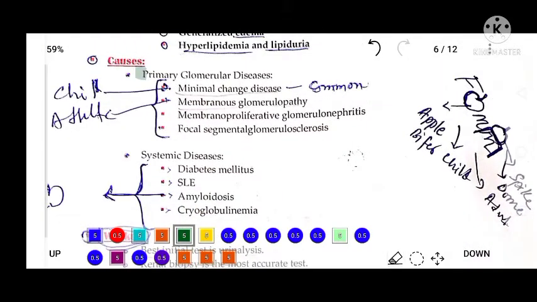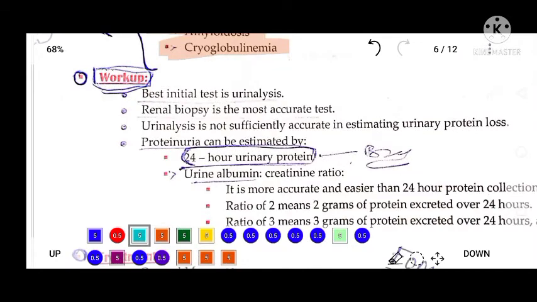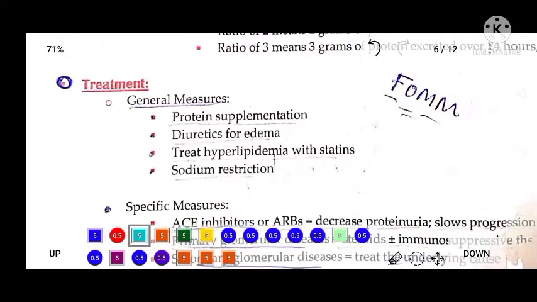Causes of nephrotic syndrome are primary glomerular disease, which includes minimal change disease, membranous glomerulopathy, membranoproliferative glomerulonephritis, and focal segmental glomerulosclerosis. Systemic diseases involved in nephrotic syndrome are diabetes mellitus, SLE, amyloidosis, and cryoglobulinemia. Now, workup or tests will be urinalysis, renal biopsy, and proteinuria is estimated by 24-hour protein excretion. Urine albumin ratio is assessed.